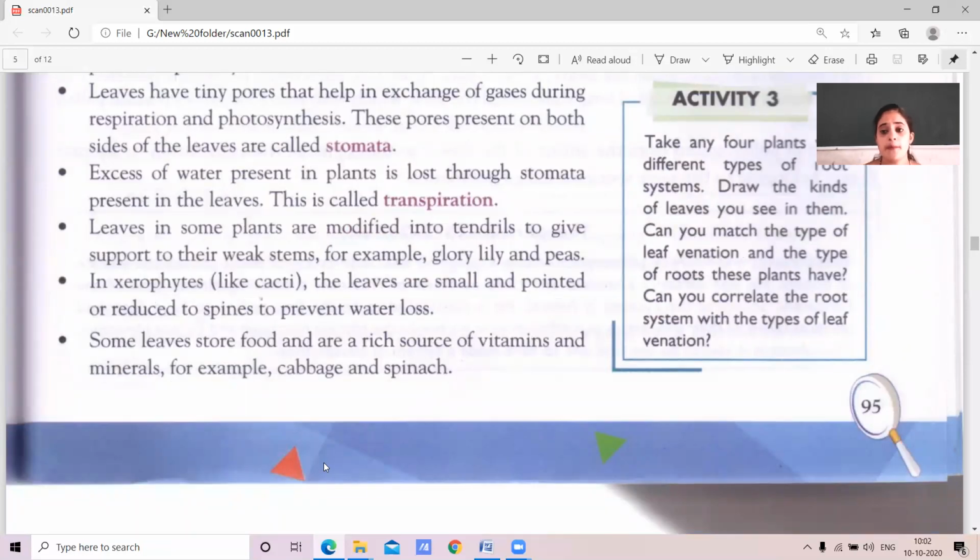Excess water present in the leaf of the plant is removed through the stomata. We call that process transpiration. This also takes place in leaves. Yes, excess water present in the plant is lost through stomata present in the leaves. This is called transpiration. Leaves in some plants are modified into tendrils.